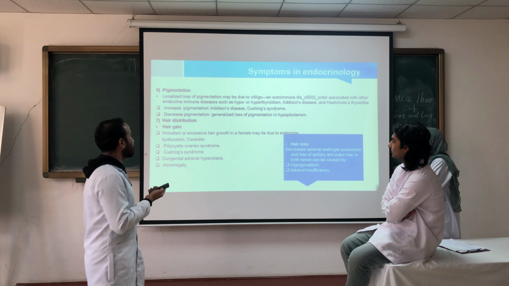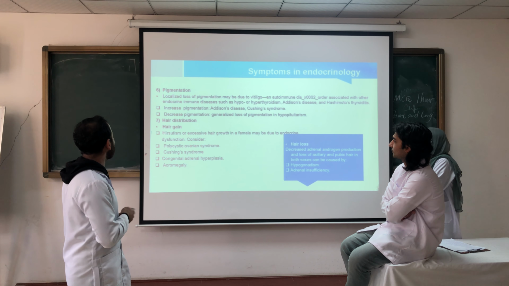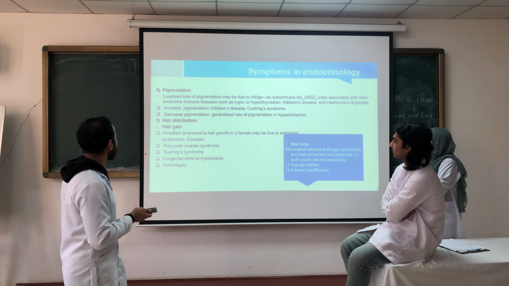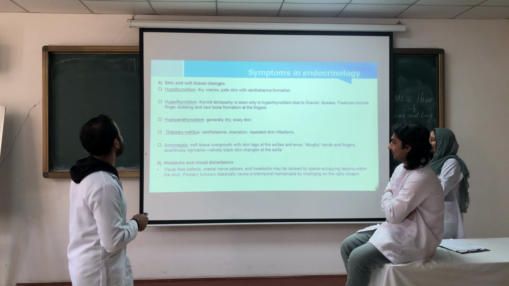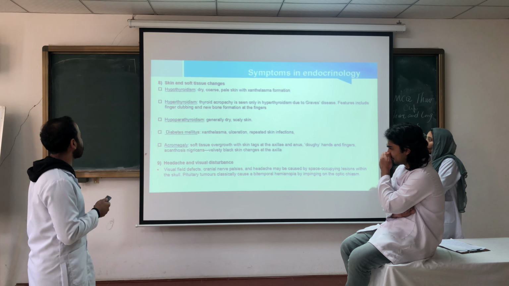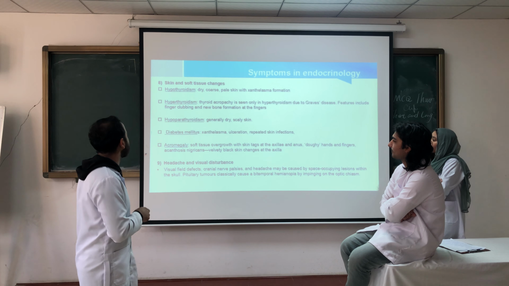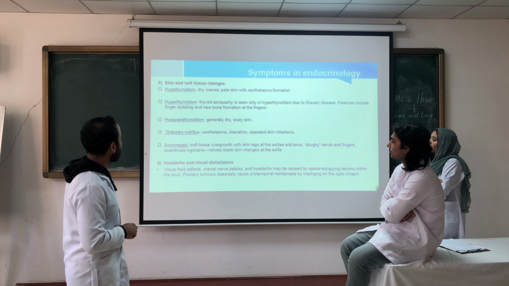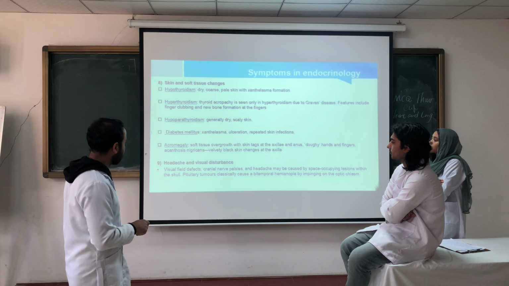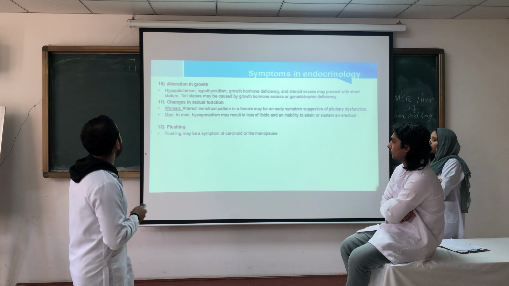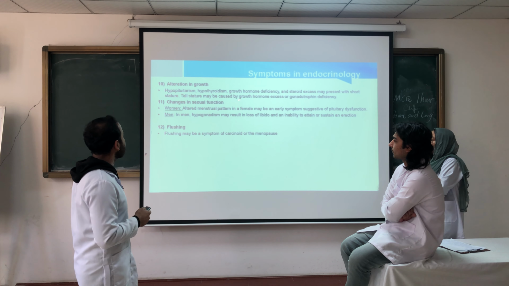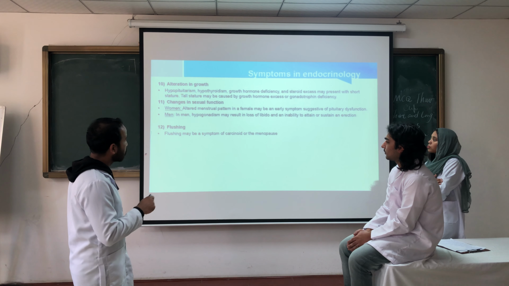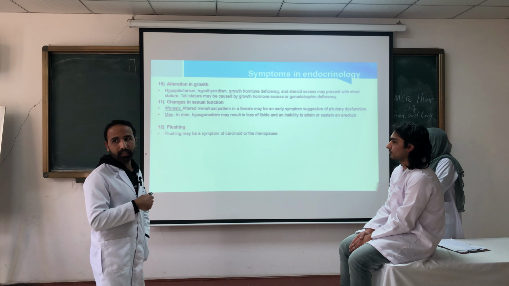The sixth symptom of endocrinology is pigmentation and hair distribution, hair growth, skin and soft tissue changes. In skin and soft tissue changes, we see hypothyroidism, hyperthyroidism, hypoparathyroidism, diabetes mellitus, acromegaly, headache, and visual disturbance. Here are a few more: alterations in growth, changes in sexual function, and flushing. These were the symptoms in endocrinology.